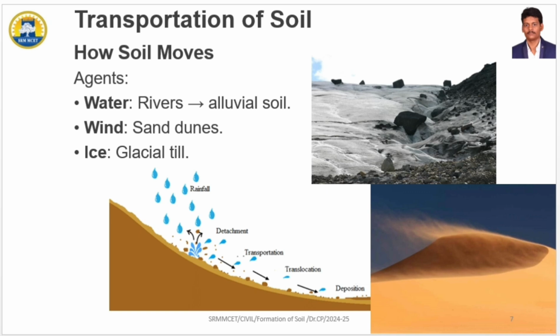The weathered material is transported by natural agents like water, wind, ice and gravity. For example, a river carries sediment downstream and the wind blows sand particles to new locations. Here we can see rainfall occurring. Due to that some detachments are happening. Due to the detachment, transportation is followed by translocation and deposition. This is due to the rainwater, and here we have sand dunes that are transported due to wind, and also here we can see the glaciers. Due to that, the soil is transported from one place to another.